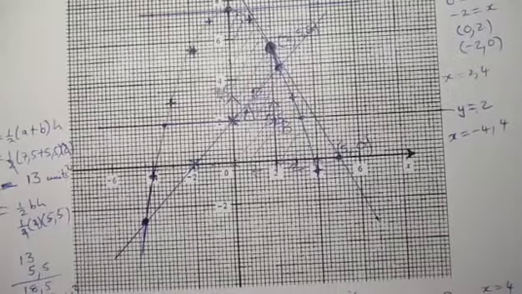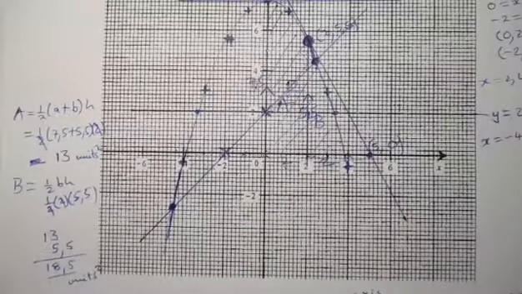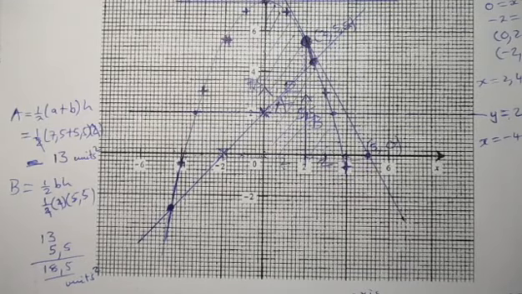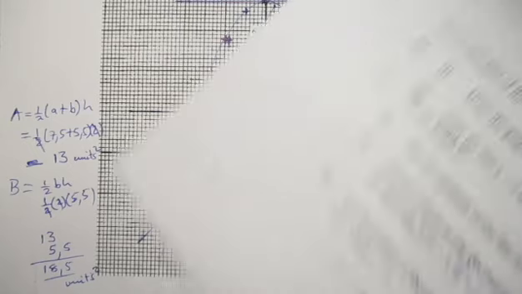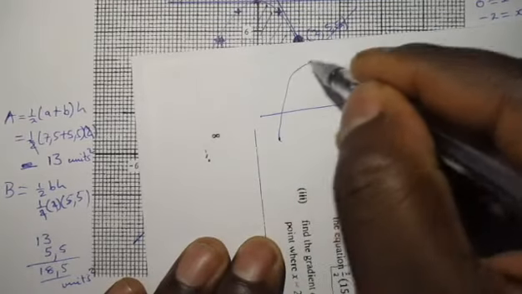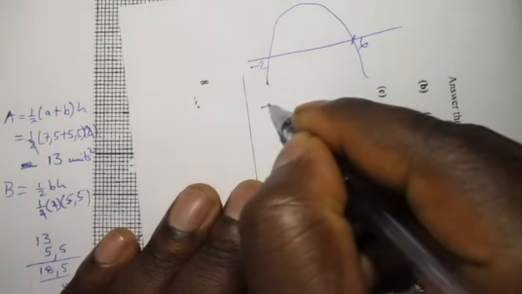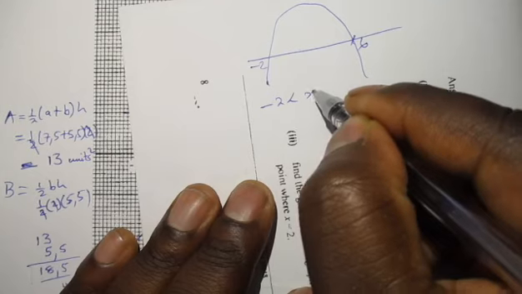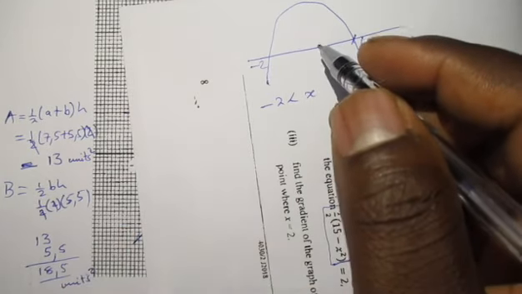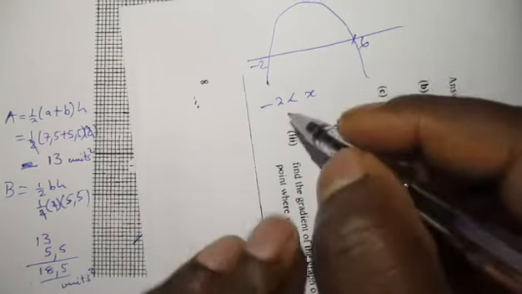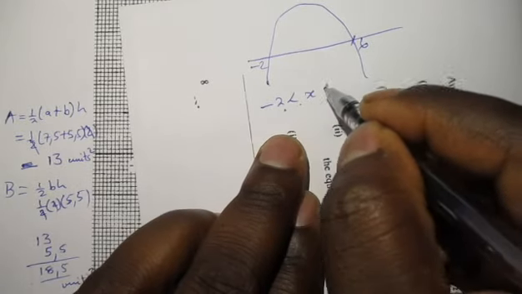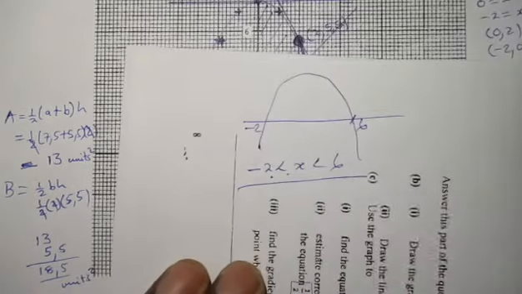Right. They can ask you to find the range of possible values of x for which your graph is positive. Right. So the range of possible values for which the graph is positive. Let's say this is our graph and we have -2 and we have 6 here. So your answer becomes -2 less than x less than 6, and this is your answer.